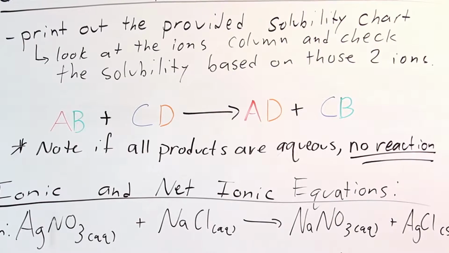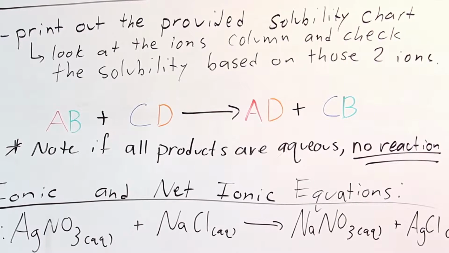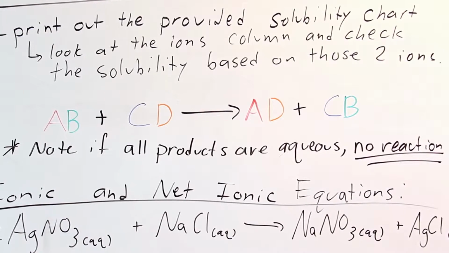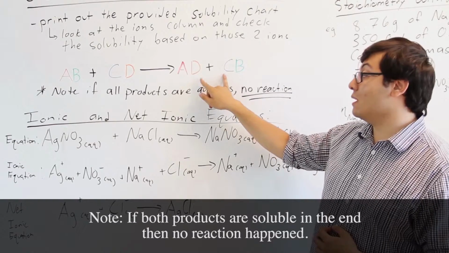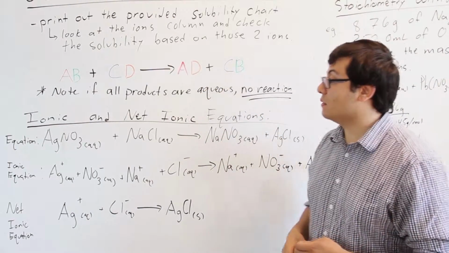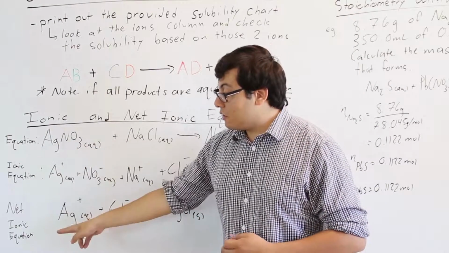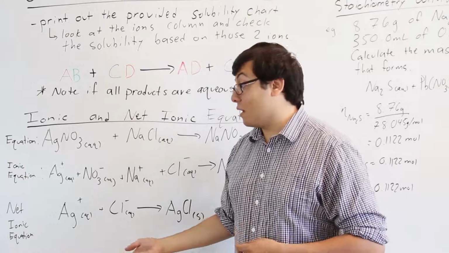So over here we have a reaction. You'll remember that it's a double displacement reaction. If it's an aqueous reaction and it's a double displacement reaction, one thing to note is if both products are soluble in the end, then no actual reaction happened. And we'll get into that in a second. So there are 3 different ways of writing a reaction that's in an aqueous solution.